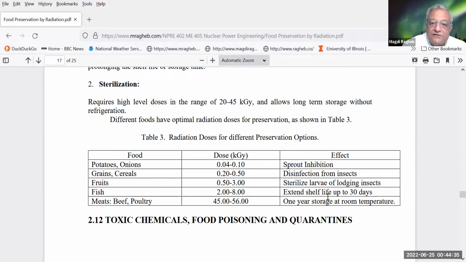That can extend the shelf life up to 30 days. So fishermen, who now use large amounts of ice to preserve the fish before it's sent to market, can use it on their ships, but it is not being done, unfortunately.